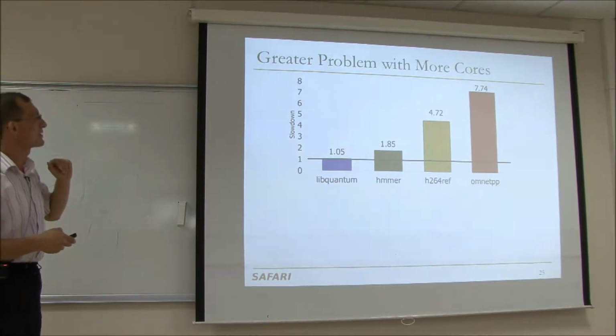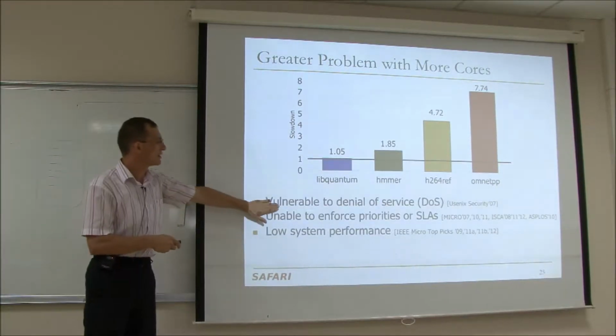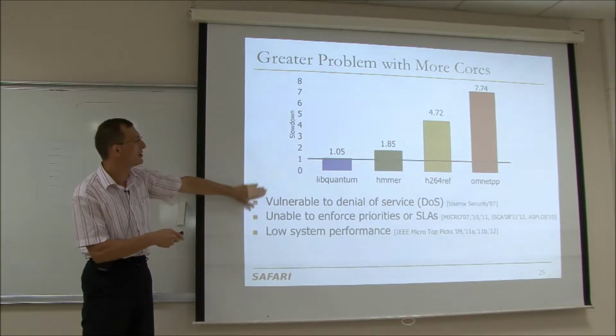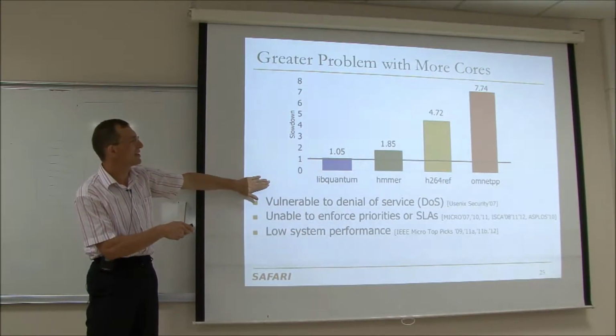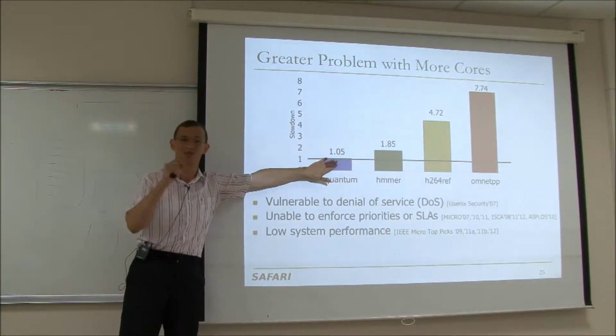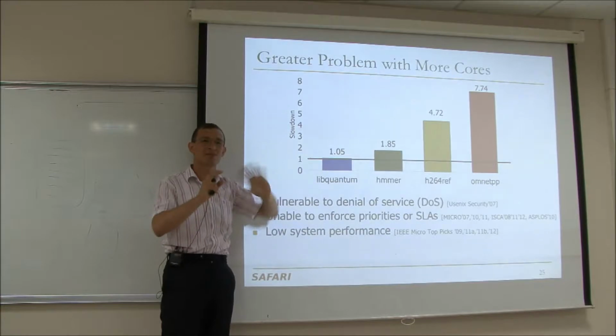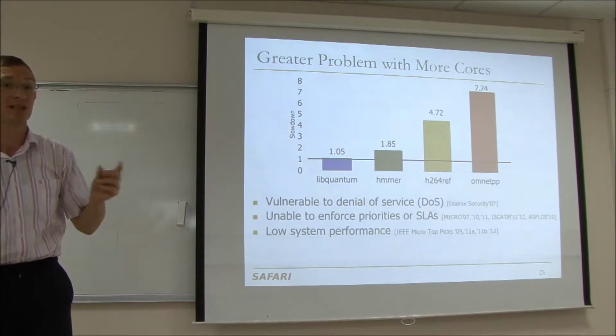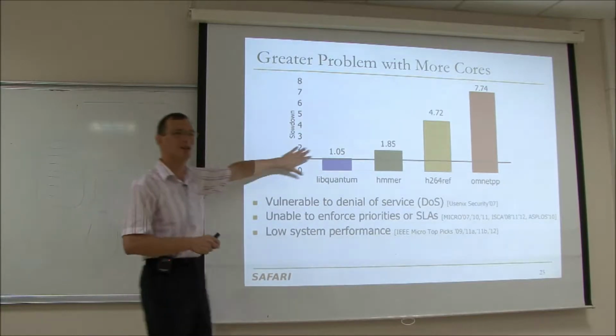So what are the problems with this? First, you have a vulnerability to denial of service. Basically, you have this memory performance hog. And it's very easy to write this program. You could do it today. In fact, today's systems have incorporated a little bit of quality of service in general purpose multi-core systems. But still, you can overcome that.